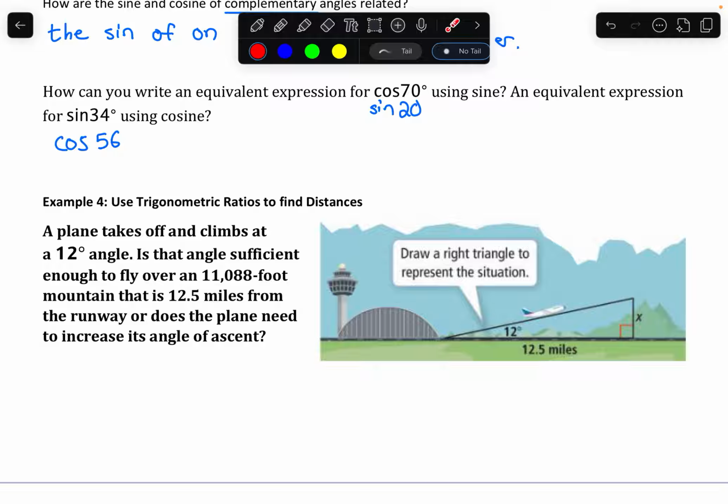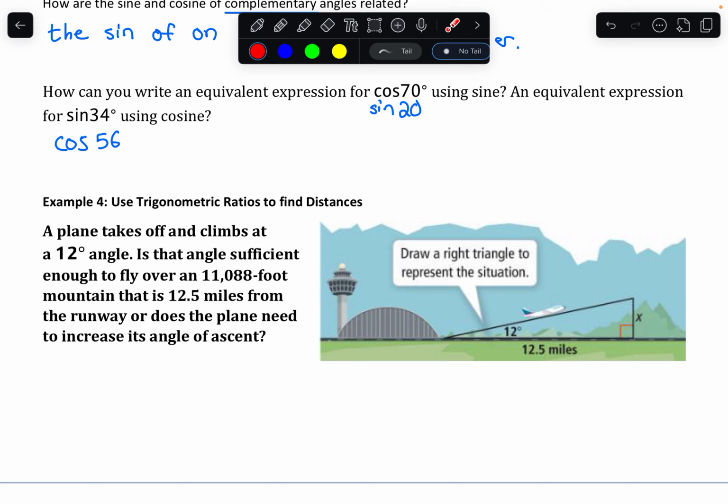So here's what we're going to do. We're going to look at the right triangle we've been presented with, and we're going to find an angle to stand on. We're going to find our beginning angle. Here we have 12 degrees, and that works as a beginning angle. Then I am going to look for what information I'm trying to find and what information I know. In this case, I want to see how high the plane gets at the end of 12.5 miles. So I'm looking for x. x happens to be the side opposite of 12 degrees. 12.5 is the side length that I know. That happens to be the side adjacent to 12 degrees.